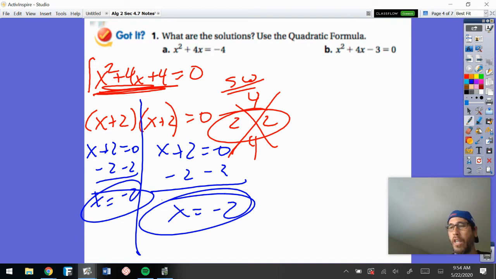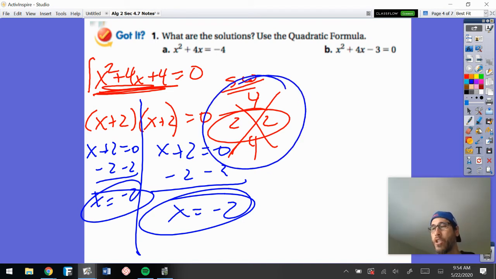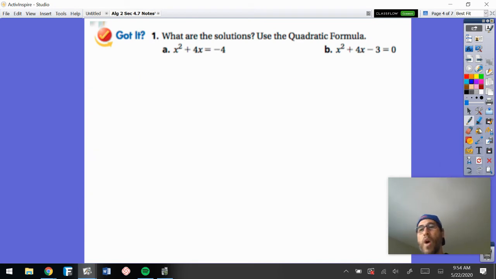Was this more work or less work? 100% less work. But the quadratic formula and the factoring give me the same answer. The cool thing about the quadratic formula is it always works. The factoring only works if this guy works. So you do need to know all methods. And like anything in life, we want to be efficient. So that's what it's all about, being efficient.